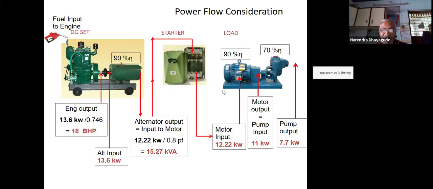So running any electrical equipment or the plant load on a DG set is not economically feasible, or not economical, so to say. That is why diesel engine sets are normally used for standby capacity. When grid power is not there, use these DG sets.